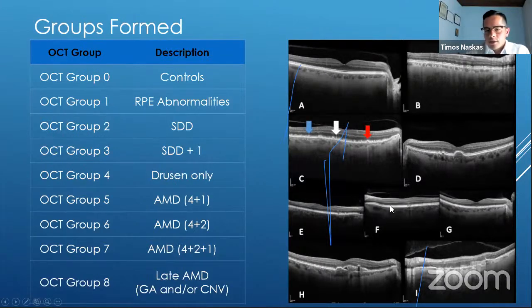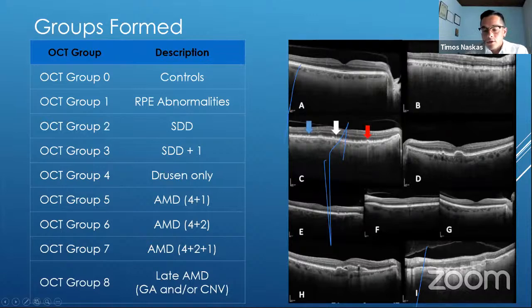And E, F, G translate into my RPE abnormalities group. Again, there's clearly material gathering at the level of the RPE or getting separated from it, but whatever is going on there cannot be attributed to drusen or drusenoid deposits. So that was a group by itself. And my late AMD case is in I, where there is geographic atrophy, which translates into signal hypertransmission from the choroid.